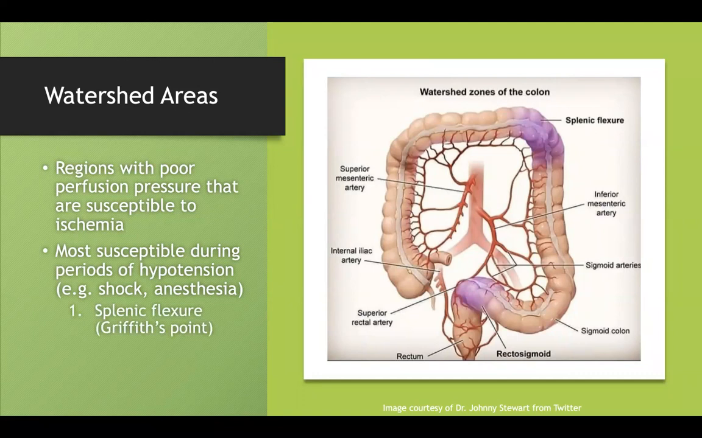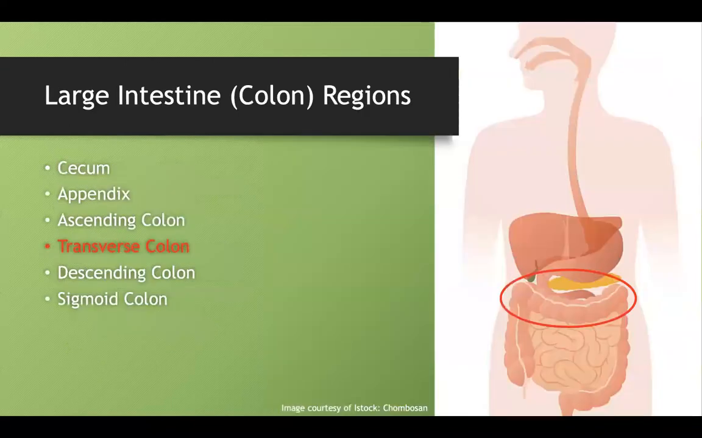The first is what we just talked about, the splenic flexure, highlighted to the right. And the second region we should be aware of is the rectosigmoid junction, which is located right here.